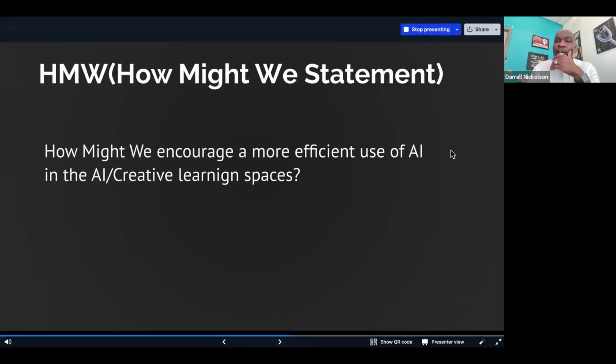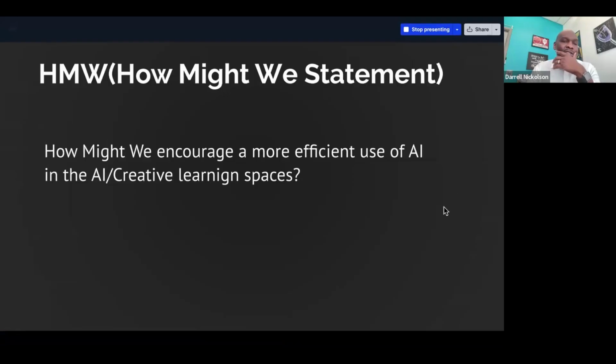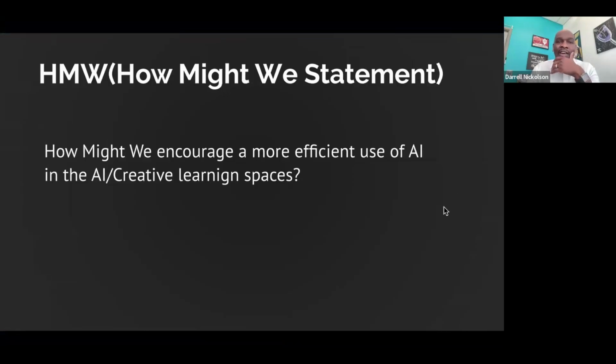So what I did was I created a how might we statement, right? And we use this term a lot in Herron for all of our project work, we try to stay pretty consistent as a faculty in the department around how we package our projects so that our students' work has some similarity as they move from class to class and course to course. So the how might we statement that we came up with was how might we encourage a more efficient use of artificial intelligence in the AI/creative learning spaces, right?